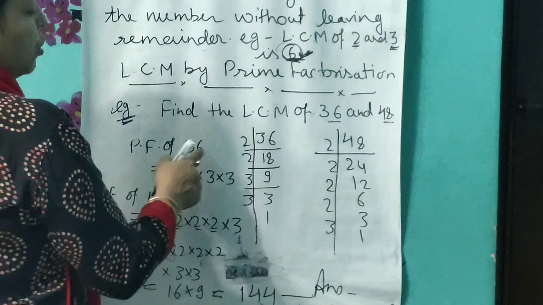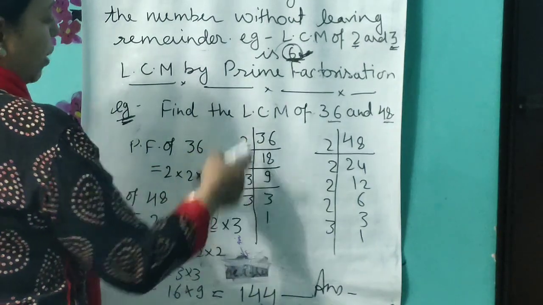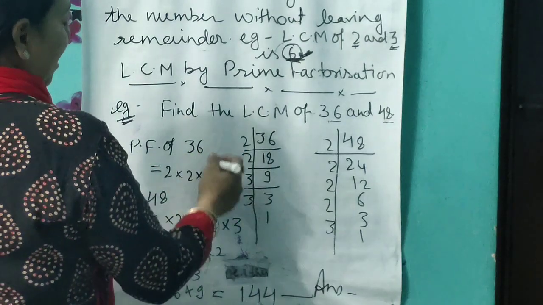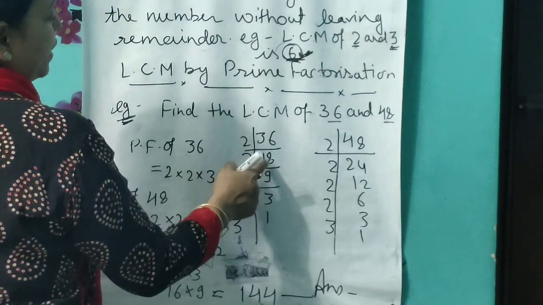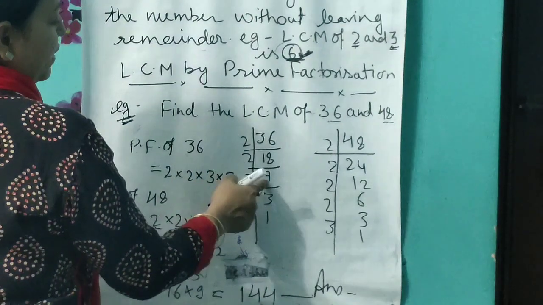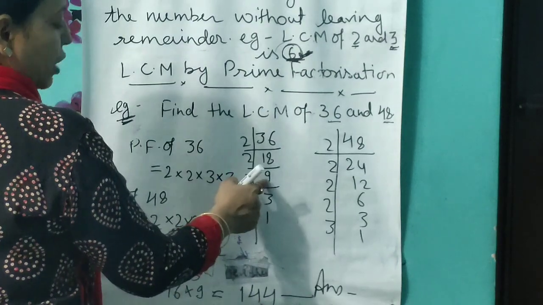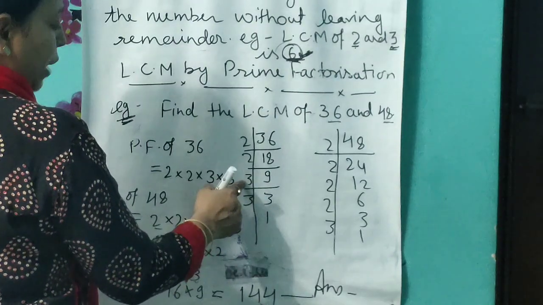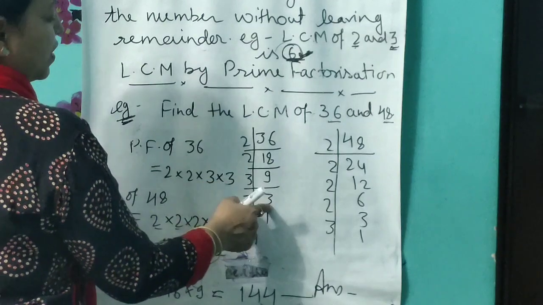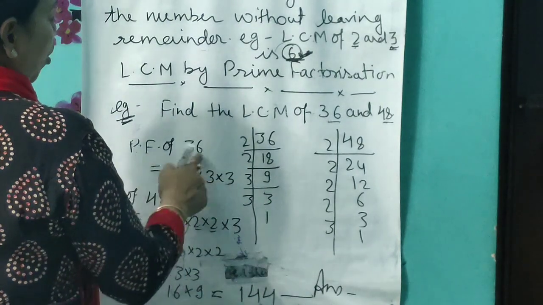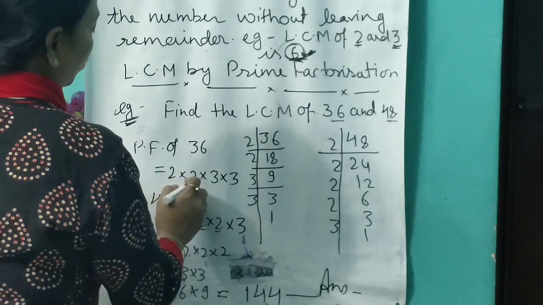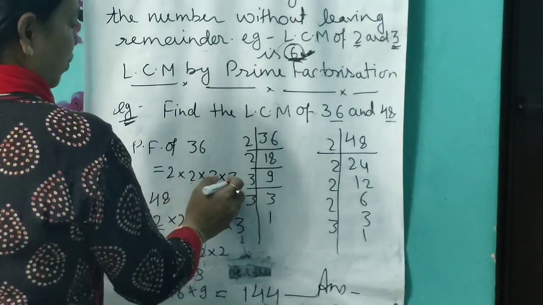So for that you will divide 36 by the prime numbers. Start with the smallest prime number, 2. So 2 18s are 36, 2 9s are 18. Then 9 is not divisible by 2. We'll take the next prime number, that is 3. 3 3s are 9 and 3 1s are 3. So the prime factorization of 36 will be 2 into 2 into 3 into 3.